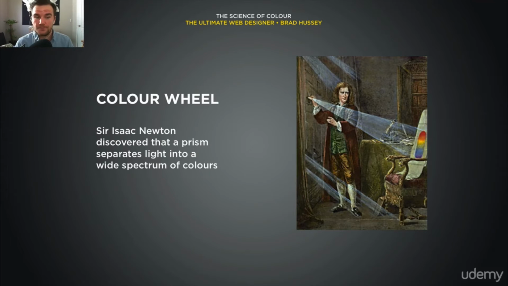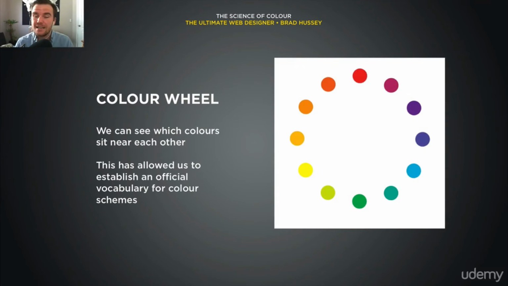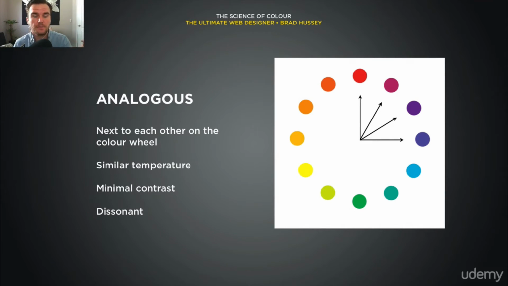The color wheel. Sir Isaac Newton discovered that a prism separates light into a wide spectrum of colors. We can see on the color wheel which colors sit near each other, and this has allowed us to establish an official vocabulary for color schemes, such as analogous, which are colors that are next to each other on the color wheel. Similar in temperature, they have minimal contrast and are harmonious.